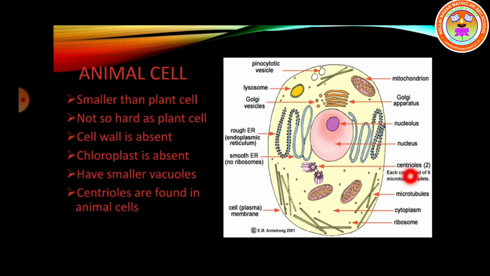So, the centrioles are present, and centrioles are important for cell division. Okay, so it helps in cell division. So, centrioles are found in the animal cells. Is it clear, children? Do you have any doubt?